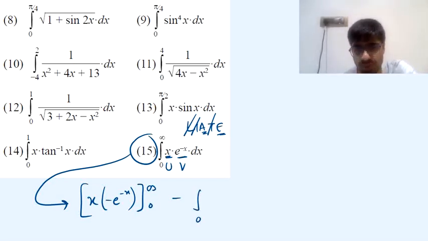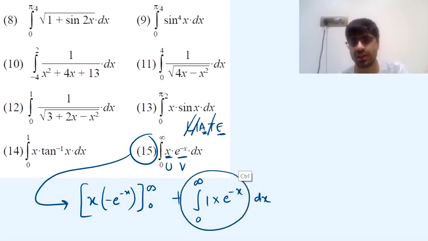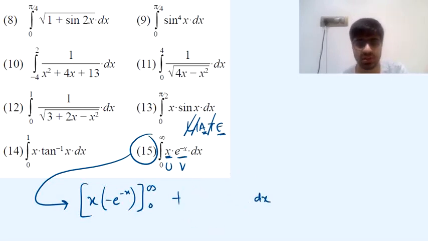Minus integration from 0 to infinity, derivative of x, which is 1, into integration of e power minus x, which is minus e power minus x. I'll write it as e power minus x here, and the minus goes out and makes this plus. Okay, 1 into e power minus x, and integrate that, you get minus of e power minus x. So I'll write it as a minus here only, and e power minus x going from 0 to infinity. Yeah, that should do.